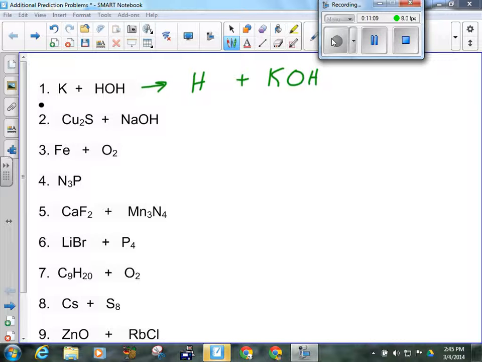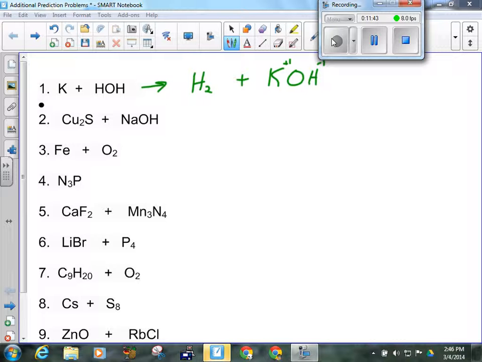The next thing is that we have to look for swap and drops and special elements. Is there an ionic compound here? Yes, KOH is an ionic compound, metal and a polyatomic ion. So I need to swap and drop it. +1, -1. That compound is okay the way it is. Do I have any special elements? Yes, hydrogen is one of our molecular elements. It comes as a pair always when it is by itself, so it needs a 2 too.